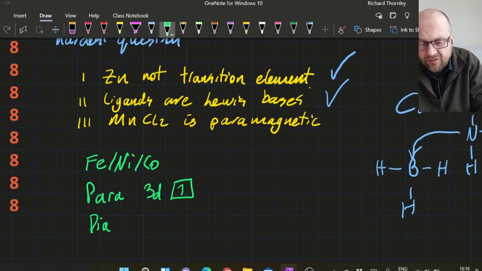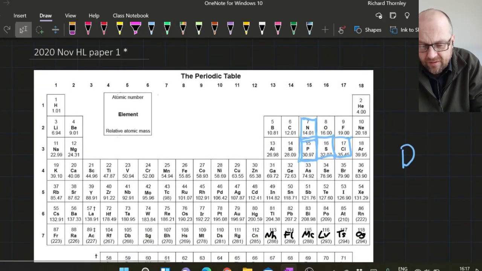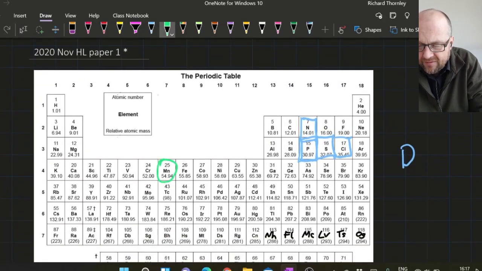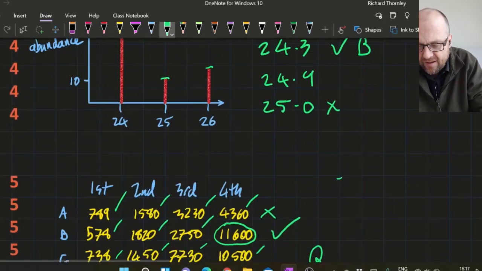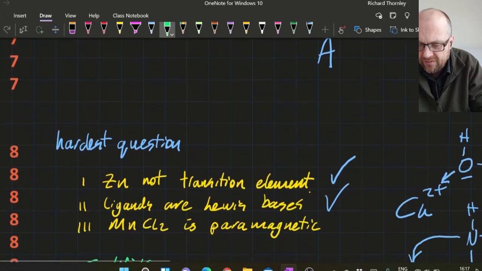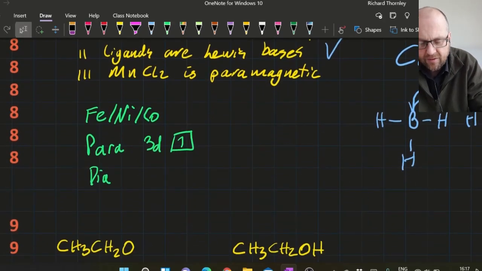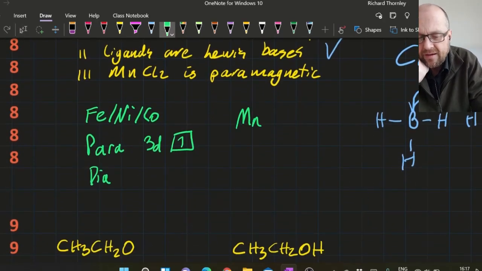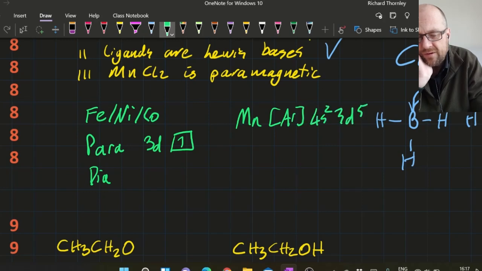All right then, so manganese 2 chloride. Manganese, oh, this is taking more than a minute and a half. Manganese is 3D5. Okay, so let's have a think. Manganese is argon 4s2 3d5. But we're looking at manganese 2 plus. So that's going to lose those 2 electrons there. Okay, so it has 3d5.